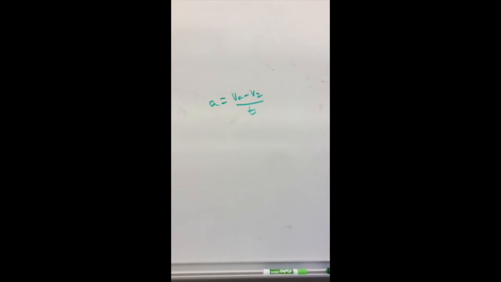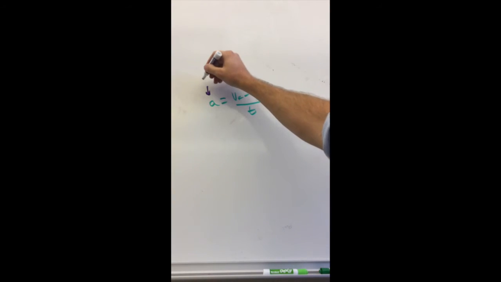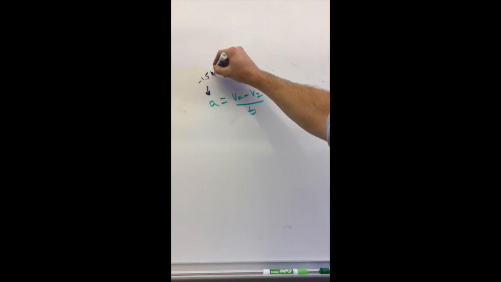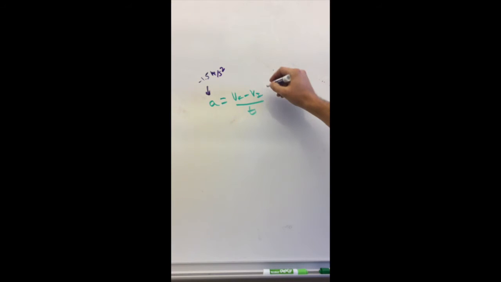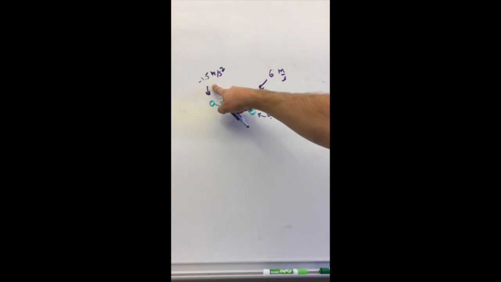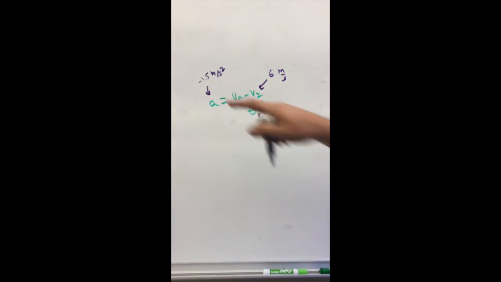So in question number 6, the A, that acceleration, was negative 1.5 meters per second squared. The initial velocity, I said it started at 6 meters per second. We're looking for the time, so we don't know that. And if you read that question carefully, I asked how long it would take an object with an initial velocity of 6 meters per second and an acceleration of negative 1.5 meters per second squared to come to a complete rest.